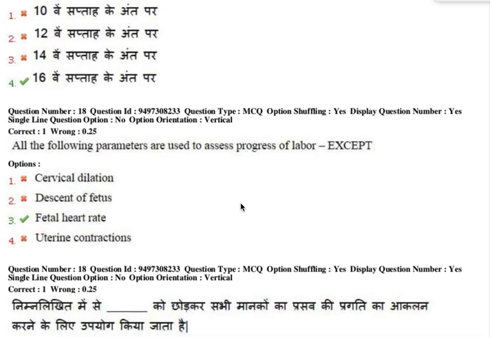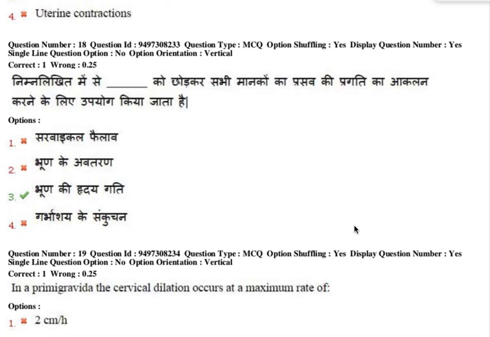Next question. All the following parameters are used to assess progress of labor except. Right answer is third, fetal heart rate. Fetal heart rate is not used to assess the progress of labor. So correct answer is third, fetal heart rate. And cervical dilation, descent of fetus, and uterine contraction are the parts which are assessed during the progress of labor.